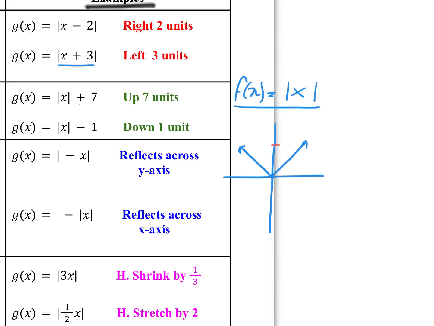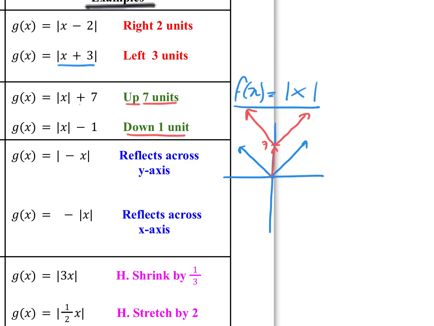Okay, so let's say this is going to be 7. So from here now to the center, it's going to go up 7 units. So it's going to end up at 7, and still it's going to have the same shape. So that's what you call up 7 units. Now the down is also the same.